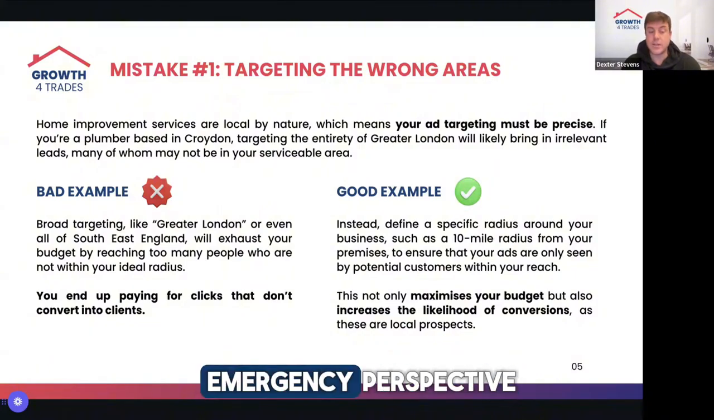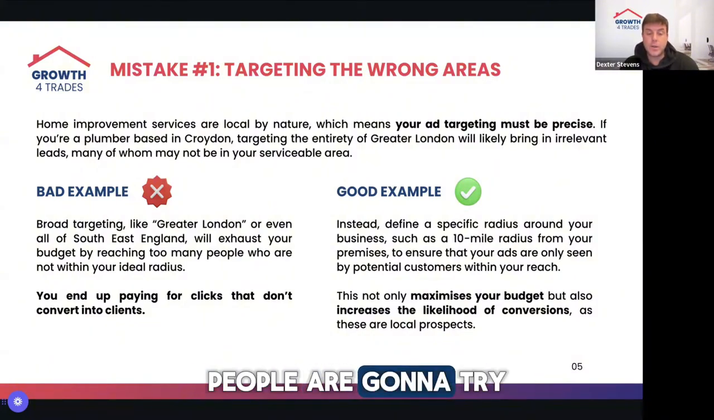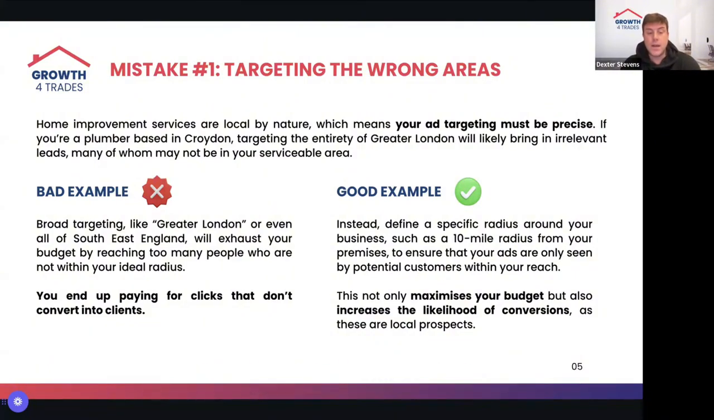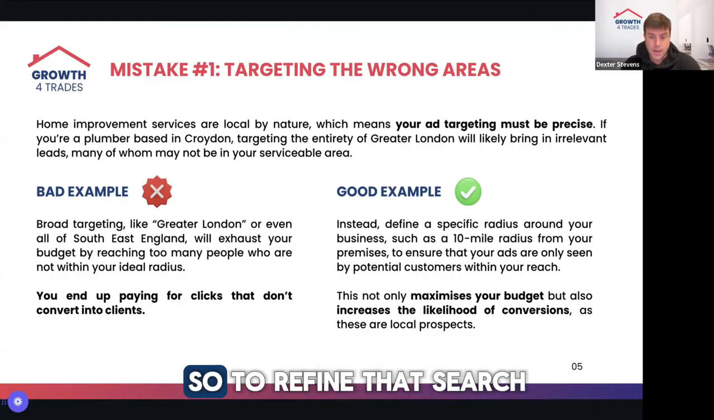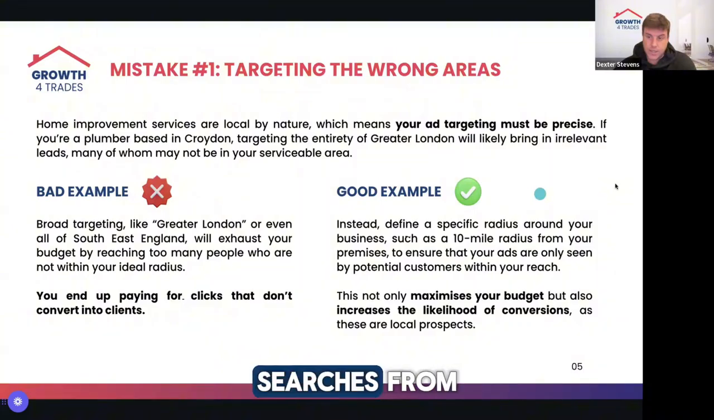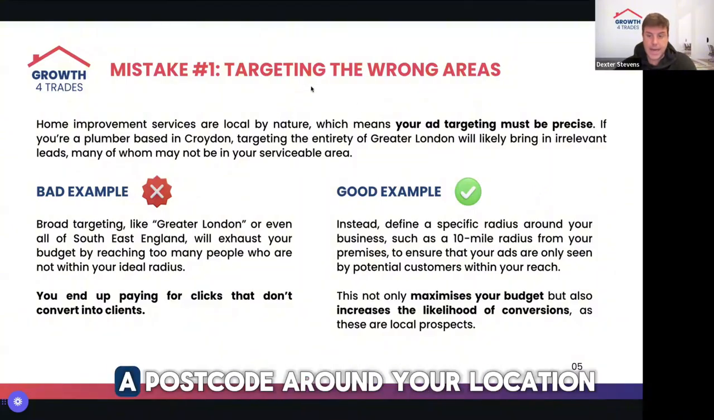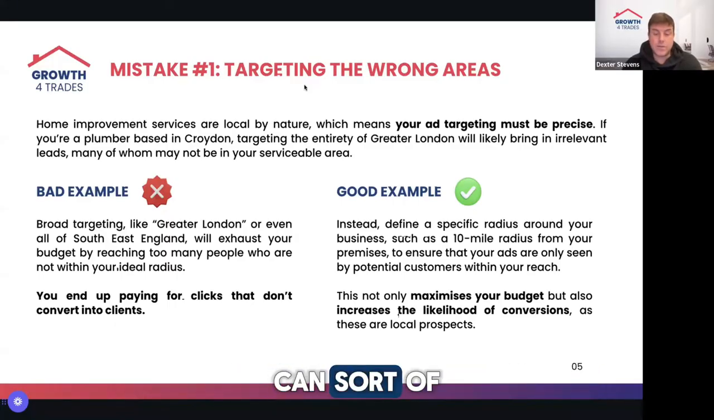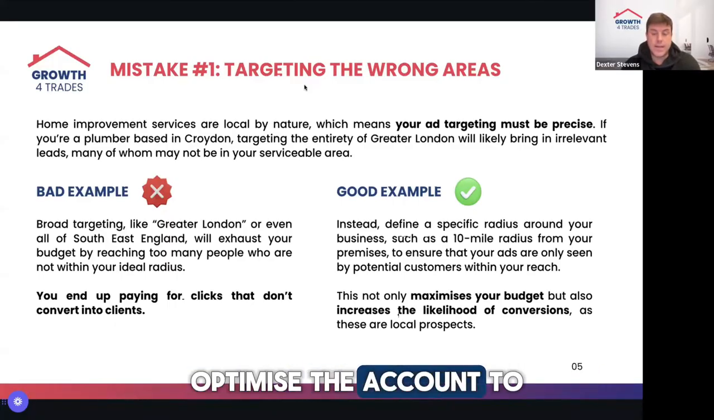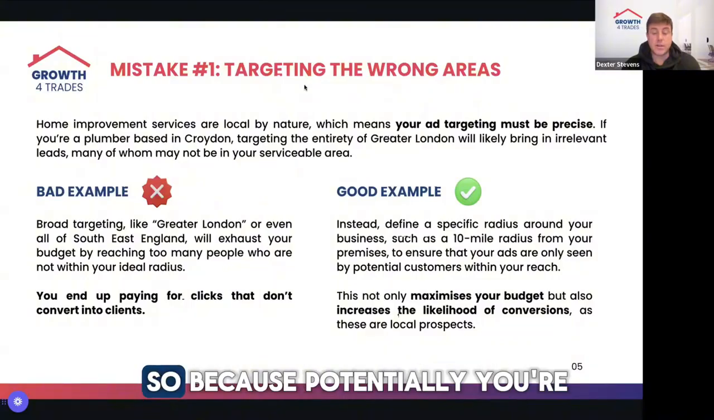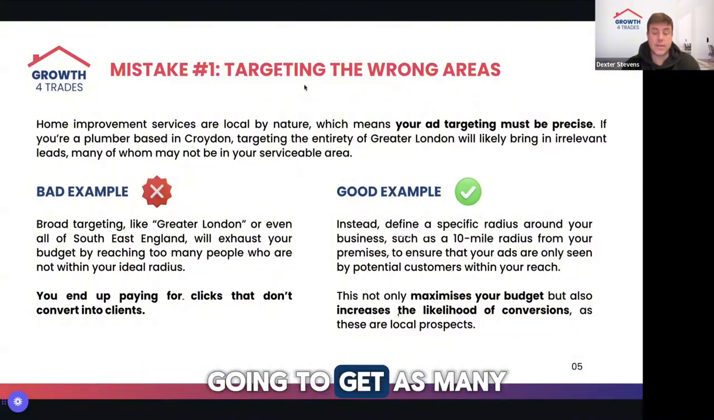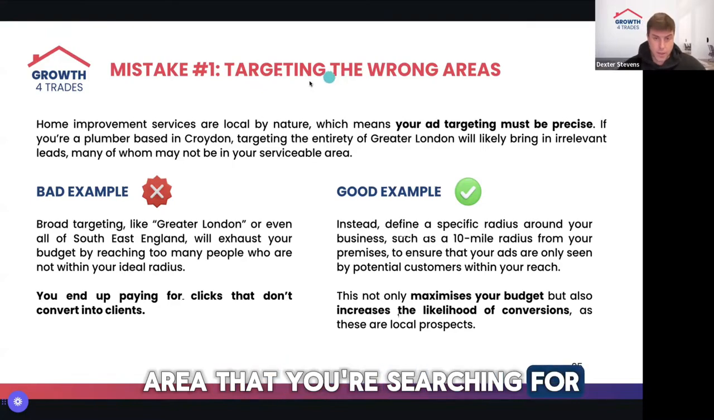And from an emergency perspective, people are going to try and get someone there quicker. And of course, you don't want your engineers or so forth being stuck in traffic. So to refine that search, you can do searches from a postcode around your location, and that way you can optimize the account to maximize your budget, because potentially you're going to get as many leads in that local area that you're searching for.